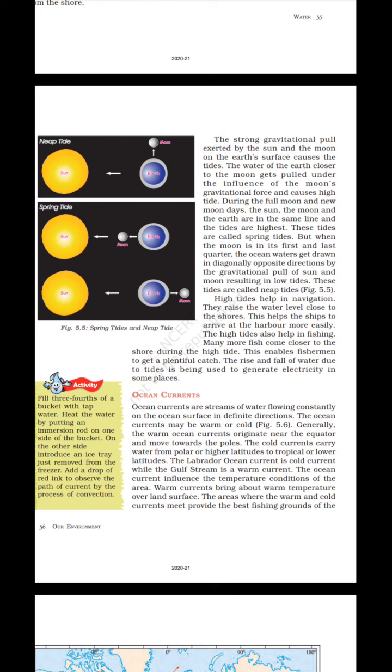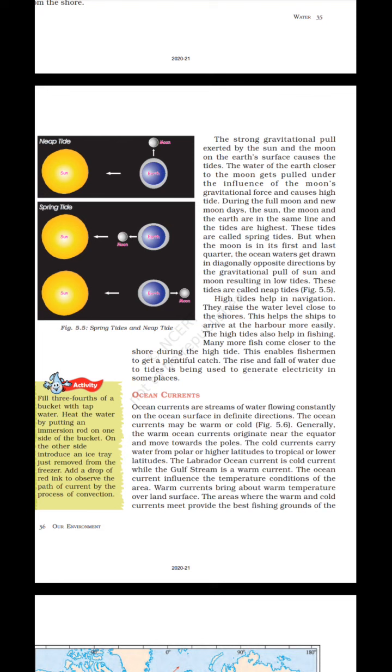The rise and fall of water due to tides is being used to generate electricity in some places. Activity: fill three-fourths of a bucket with tap water. Heat the water by putting an immersion rod on one side of the bucket. On the other side, introduce an ice tray just removed from the freezer and a drop of red ink to observe the path of current by the process of convection.